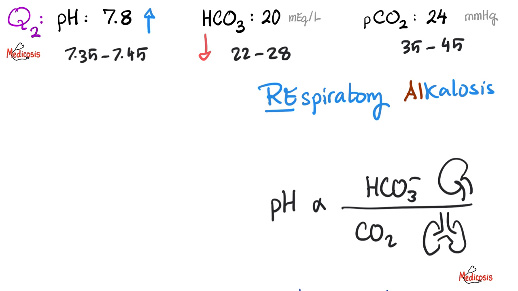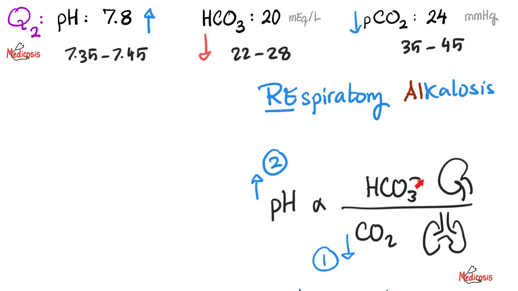Okay, what happened? Well, the pH is high, all right? For the pH to be high, it's either because of high bicarb, which did not happen, or low carbon dioxide. Yes, this carbon dioxide is low. So the low carbon dioxide happened first, causing the pH to go up. When the pH is up, it's alkalosis. When the carbon dioxide is the problem, it's called respiratory alkalosis.